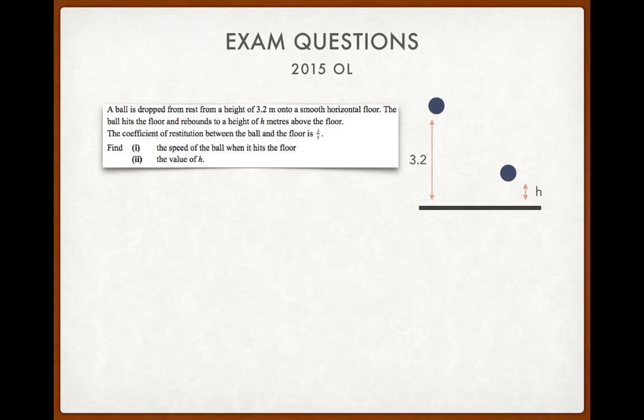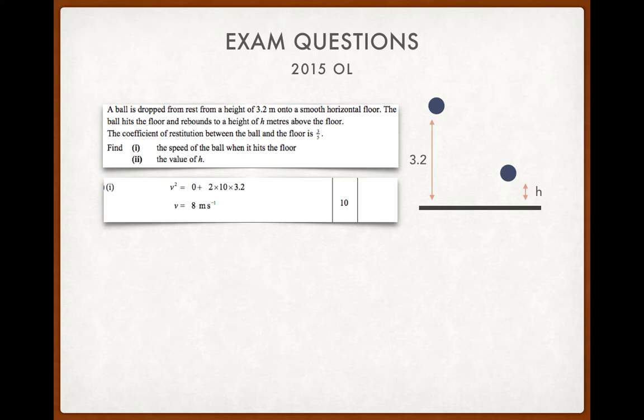If it's dropped from rest, u is 0, the acceleration is 9.8, it travels a distance of 3.2, and we're looking for v, the final velocity before it hits the ground. So v squared is u squared plus 2as, and we get a value there of 8. Just to draw your attention to the 10, you should have 9.8 there. That acceleration due to gravity value has been rounded to 10 for simplicity. Right, we go through the question.